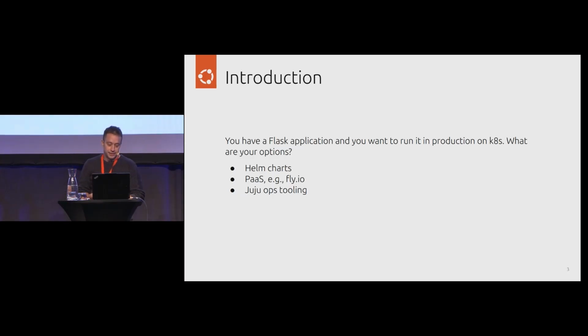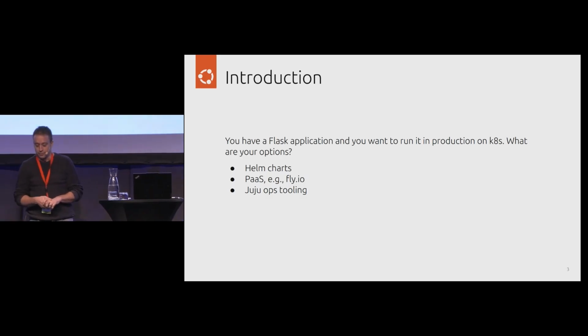So let's introduce the topic. You've created an amazing Flask application that you want to expose to the world. You have a really good API, and you want to make it ready to run in production on K8s, Kubernetes, or in a kind of containerized environment. Fly.io and other PaaS are a bit different because some of them are not based on containers, and that's the case of Fly.io. And what are the options that we are going to tackle?